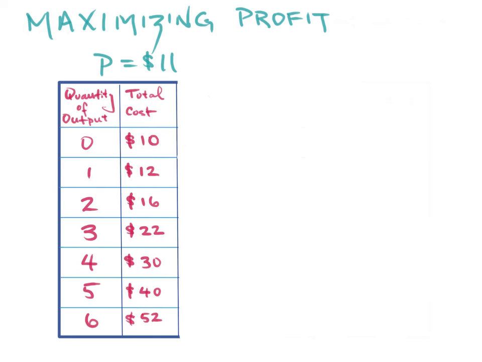Now, I want to talk about a firm maximizing profits, picking the amount of output to maximize profits. Suppose a company has figured out this is what it would cost to produce 0 widgets, 1 widget, 2 widgets, and so forth. And suppose that the price the company can sell the widgets for is $11 a piece. The company wants to decide how many widgets it should produce in order to maximize profits.